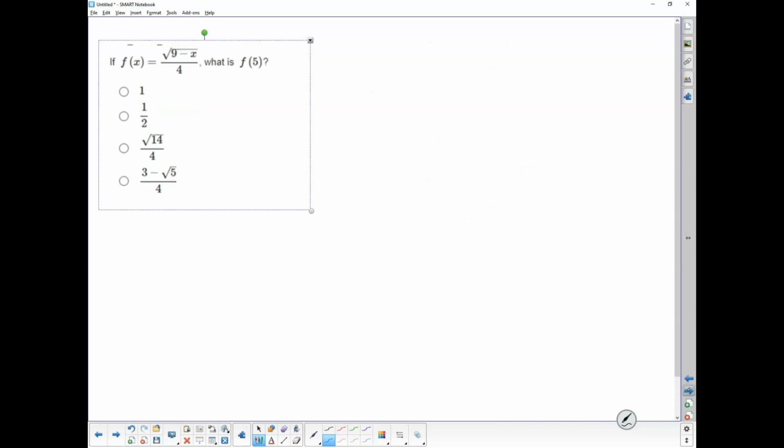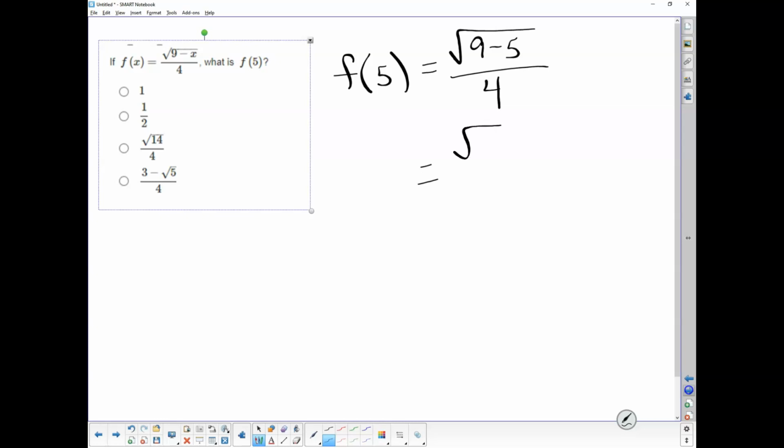Okay? So, another problem. So when I substitute 5 in for x, f of 5 is equal to square root of 9 minus 5, all of that over 4. Right? So you're just solving for where x is equal to 5. So that is 9 minus 5 is 4, under the square root, over 4. So square root of 4 is 2 over 4, and this reduces to 1/2.